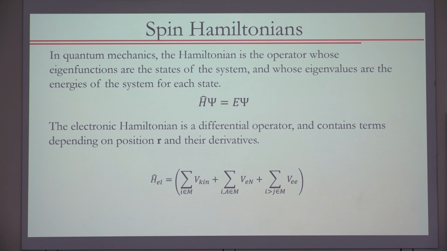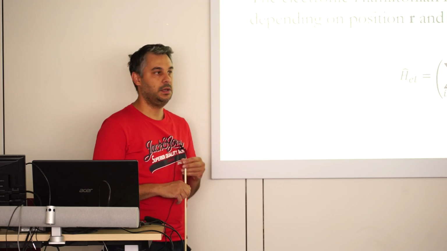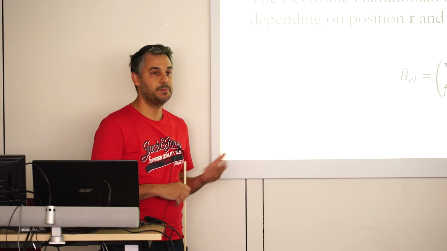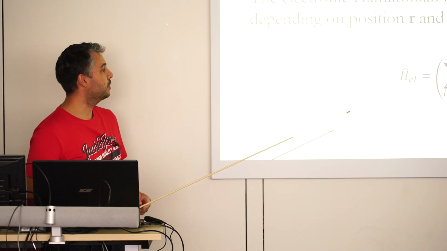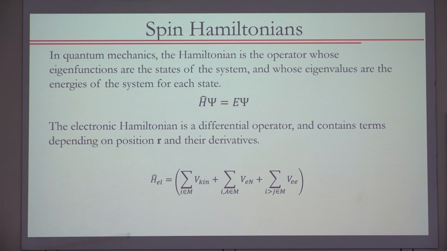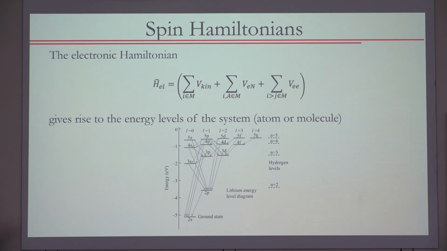So how do we calculate the properties of a spin system? What we use is a spin Hamiltonian. The Hamiltonian, as we talked about yesterday, is the operator that gives the energy of a system. The electronic Hamiltonian contains different terms: kinetic energy, electron-nuclear attraction, and electron-electron repulsion. Depending on the system, if you have an atom, it will give you different states of the different orbitals of that atom. Take a hydrogenic atom, for example, and those will have different energies.